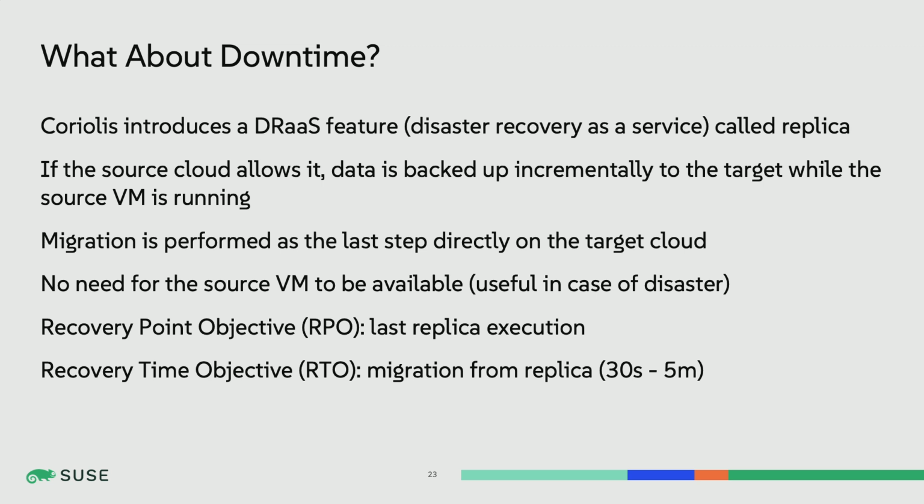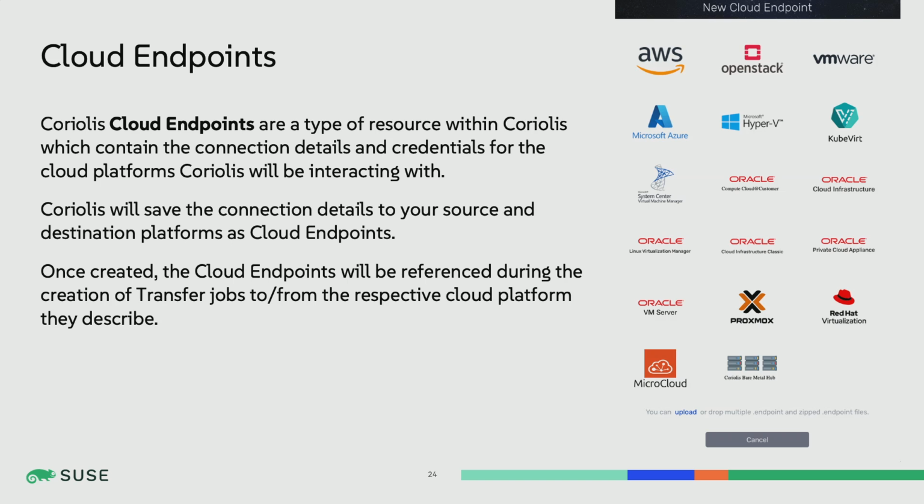When we talk about DR, we typically have two important metrics in mind. RPO, the recovery point objective, which is the last replica execution, and the recovery time objective, RTO, which is the migration from the last replica, basically the time the operating system takes to be converted and boot. Something that runs from 30 seconds to 5 minutes, depending usually on the target environment. Public clouds are typically a bit slower, and private cloud environments tend to be faster on this.